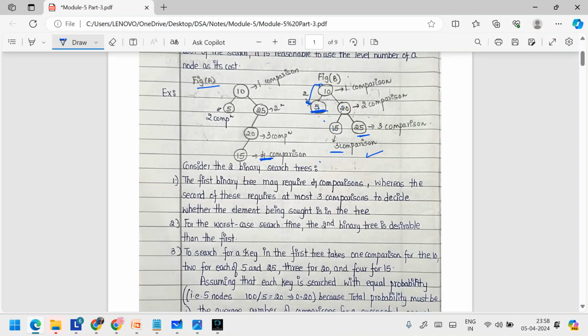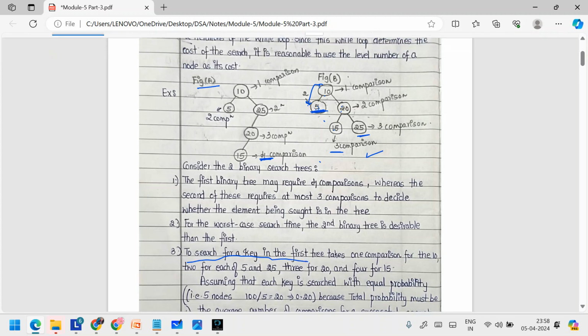Look at this one here. Let's say the probabilities are equal. So the total probability is 100. How many total nodes are there? 5. So what is the probability? It is 20. We always want the value in the form of 1, so 20 is converted into 0.20.